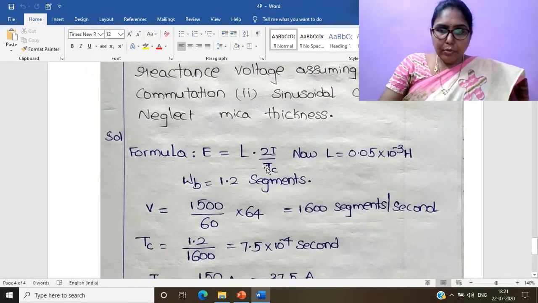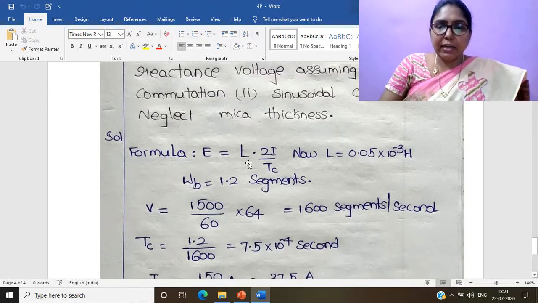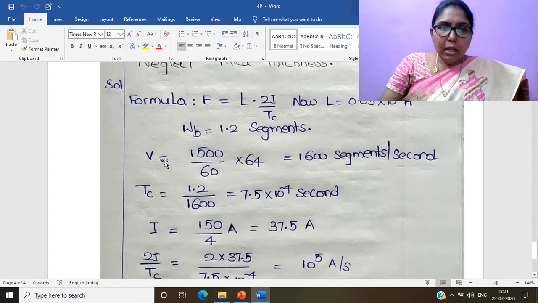So E equals the formula known to us: self-inductance into 2I by Tc, and the L value is 0.05 × 10^-3 henries. The width of the brush is 1.2 segments. We need to calculate the peripheral velocity, because they mentioned the number of segments here, but we are going to calculate the segments per second.